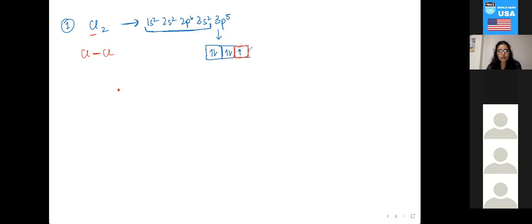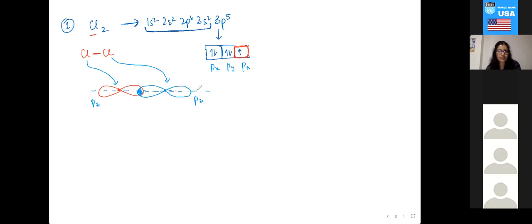half filled p orbital will align itself this way. Then the second chlorine's half filled p orbital will align itself along the same axis, and there is an orbital overlap between them. So this one's nucleus is over here, this one's nucleus is over here. If we call the other two px and py and call this pz, it's the pz orbital of both the chlorine atoms aligning themselves along the same axis to form a sigma overlap.